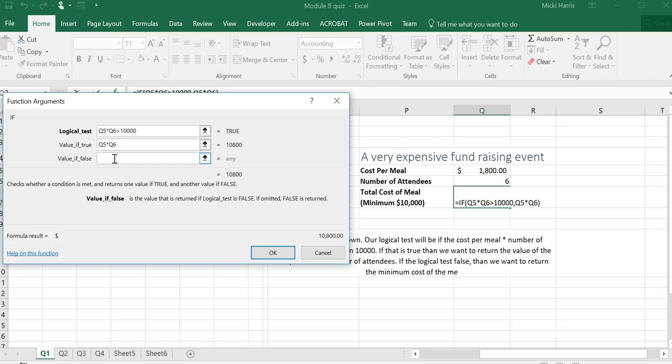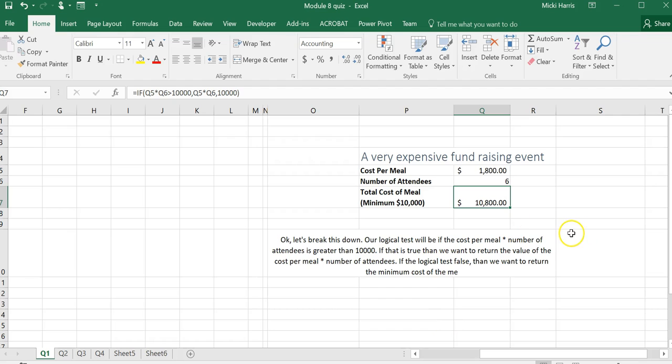So let's say just one person is attending this fundraiser. They're going to have to pay $10,000 for this meal. Whoops, it's too many zeros. Okay, so that's what we got going on right there. And so let's test this out.